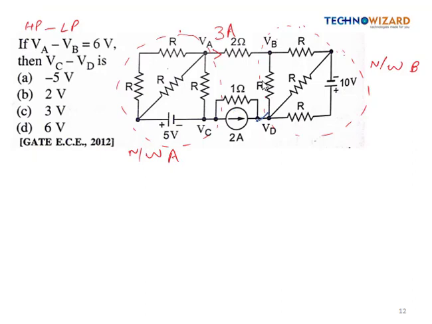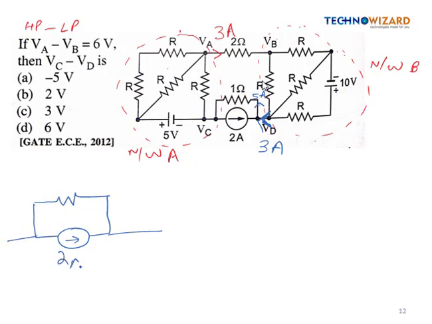So it means from here 3 ampere current is coming out, and from here 2 ampere current is coming, and from here 3 ampere current is coming. It means 5 ampere current will go in 1 ohm resistance, so it will be 5 ampere, right? So I will draw here. So this is 1 ohm resistance, and from here 2 ampere current source is coming, right?